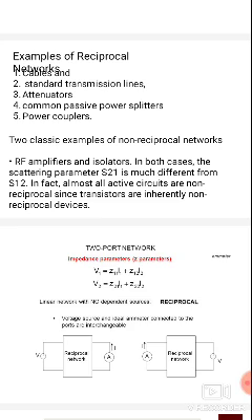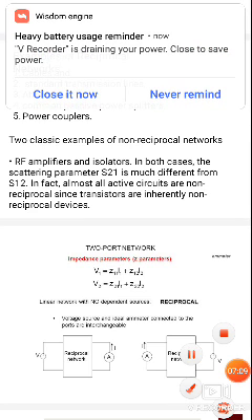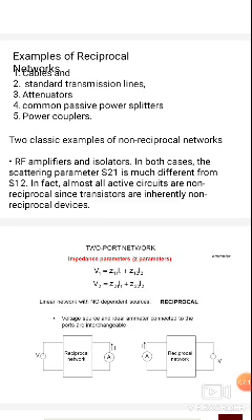Reciprocal examples. Before reciprocal examples, we already covered symmetrical examples. What are symmetrical examples? Symmetrical T, symmetrical pi, symmetrical bridge shape, or symmetrical ladder shape, which is nothing but a lattice network. So these are the examples of symmetrical networks. A lattice network has the shape of a ladder or diagonal components. Next, the bridge shape. These are the examples of reciprocal.